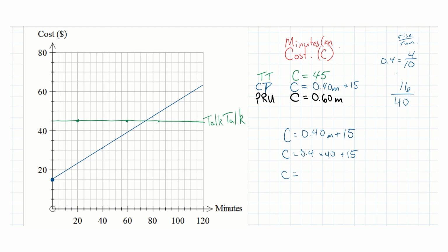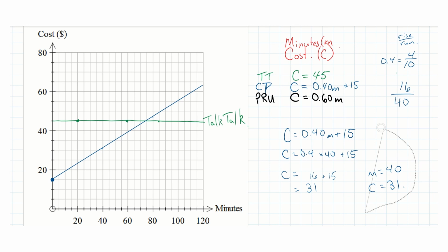4 times 4 is equal to 16, right? 16 plus 15 is equal to 31. And when I come over here, that's exactly where I put my spot earlier, 31. So anytime my m is equal to 40, my C is equal to 31. And here we can see my m is equal to 40, my C is equal to 31. So I've done that one perfectly right.